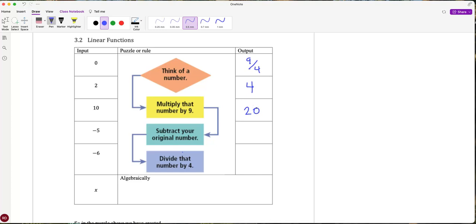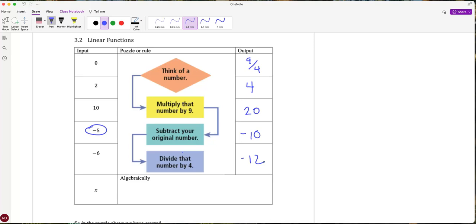Negative 5, multiply that by 9, I get negative 45. Subtract negative 5, so negative 45 minus negative 5 becomes negative 40. Divide that by 4 and you get negative 10. Negative 6, multiply that by 9, you get negative 54. Minus negative 6, and that gives you negative 48. Divide that by 4, and you get negative 12.